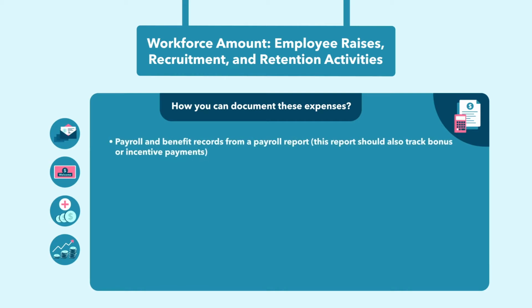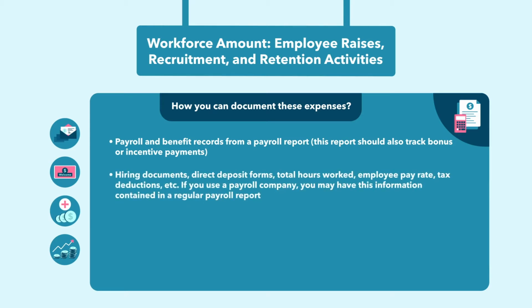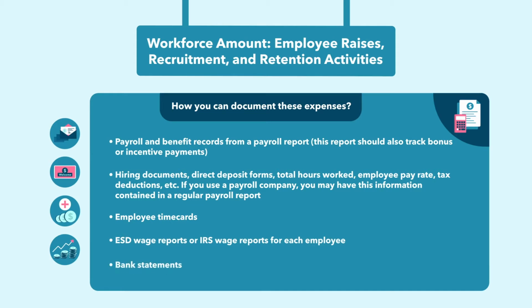Payroll and benefit records from a payroll report. This report should also track bonus or incentive payments, hiring documents, direct deposit forms, total hours worked, employee pay rate, tax deductions, etc. If you use a payroll company, you may have this information contained in a regular payroll report. Employee time cards, ESD wage reports or IRS wage reports for each employee, and bank statements.